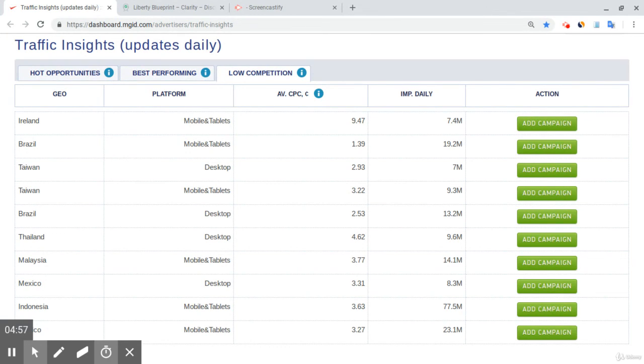Other than that, keep in mind that these two charts, the low competition and hot opportunities charts, are great if you're looking for cheaper traffic that could still convert and still give you a high potential volume. So I hope that helps you.